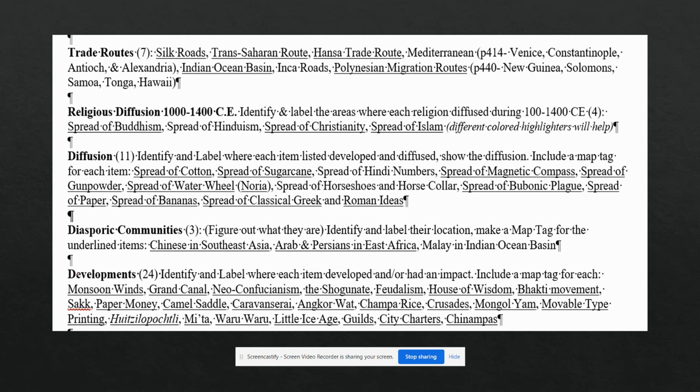All right, these are developments, so put a star by that one. Okay, let's put a star. There's like a pentagram thing. All right, identify and label where each of the monsoon winds are. Pretty simple. Okay, come up with something.